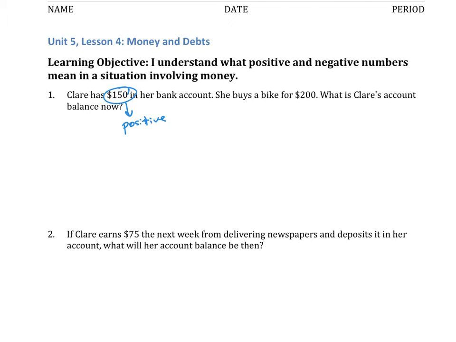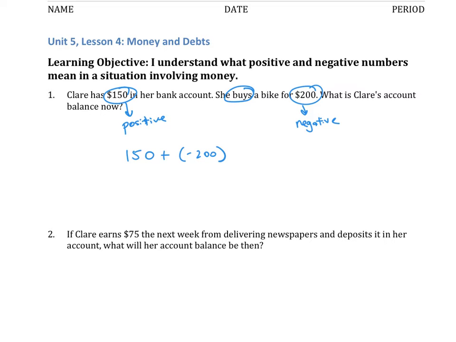She buys a bike for $200. Now, buying means that you're getting rid of $200. You're spending it and it's no longer yours. So that means 200 must be a negative number. So I am starting with $150 and I am adding negative $200.